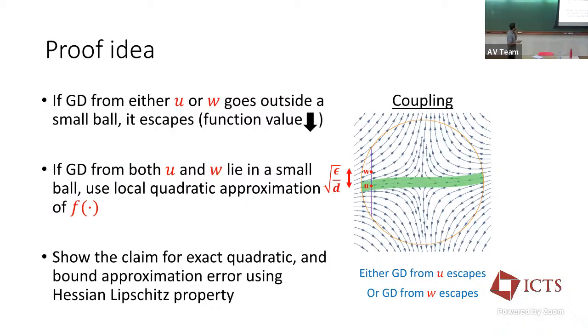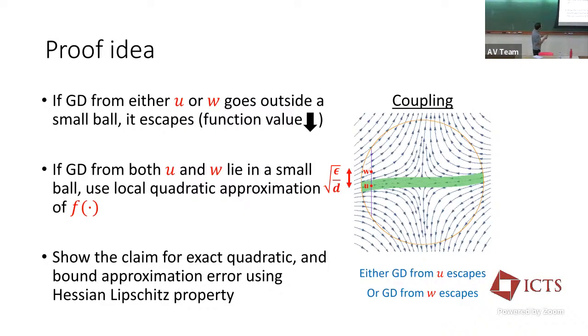Okay, so let me try to give more intuition on how we prove something like this. If gradient descent from either u or w goes outside a small ball, it escapes, meaning that the function value decreases. This is because of improve or localize, because we are saying that if the function value has not decreased, then they have to be really localized in a small ball. But if either of them goes outside a small ball, then that has to have decreased the function value by quite a bit.